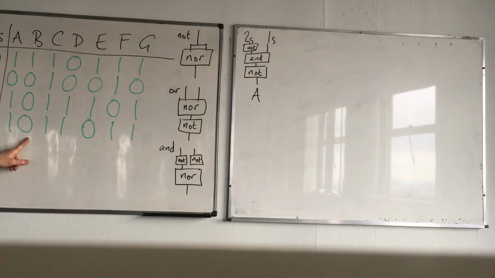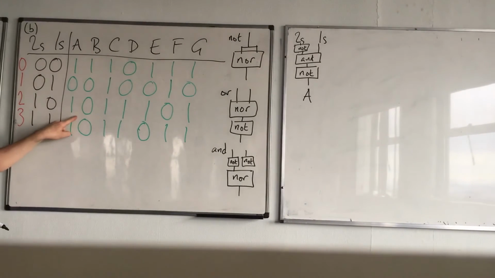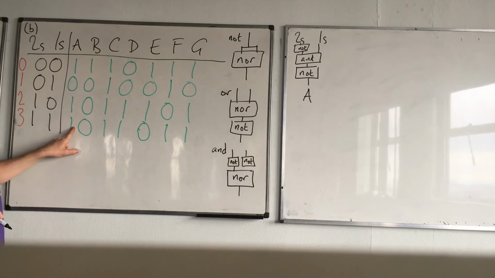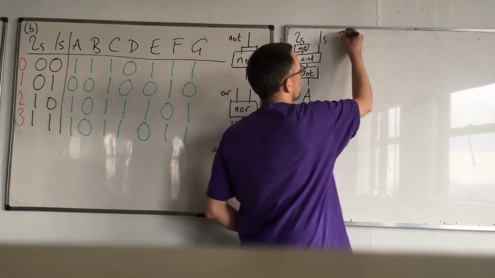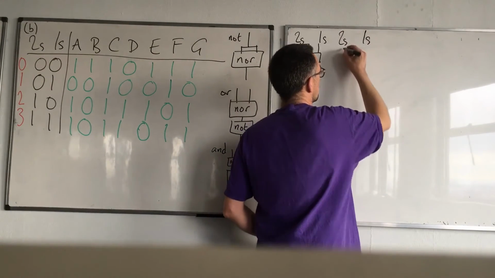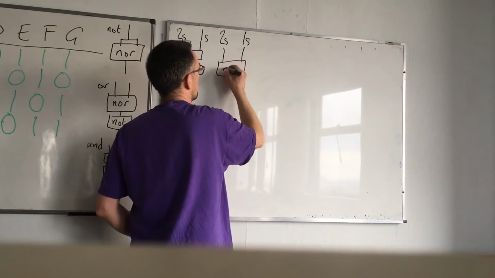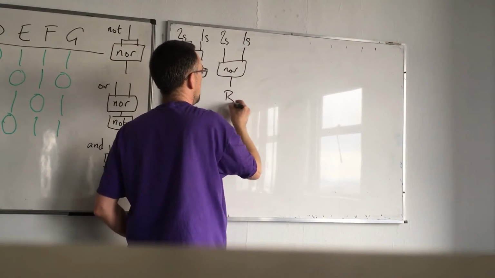Now for B, we've got a useful shortcut. This is the truth table we've just written down. The circuit for B is exactly a NOR gate. 2s, 1s, NOR B.